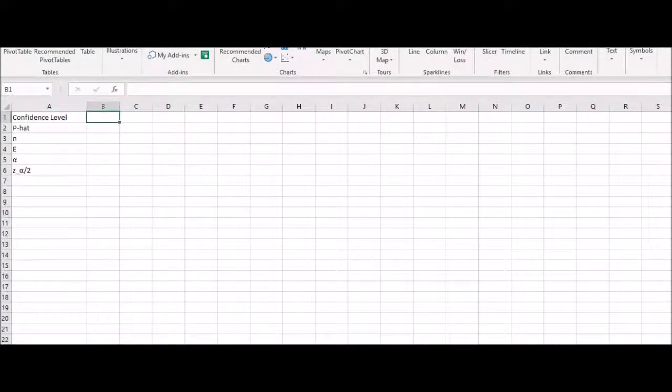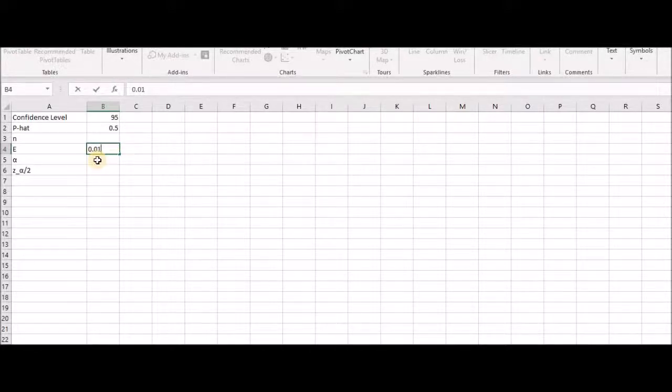So I know that the level of confidence she wants is 95% and p hat is not given. So I'm going to assume that p hat is 50%, which is 0.5. So if p hat is given, use that p hat. If it's provided from a previous study, use that one. If it's not provided, assume it is 50% and we're going to use 0.5. And then the margin of error is 1%, so I'm going to write it as a decimal, 0.01.